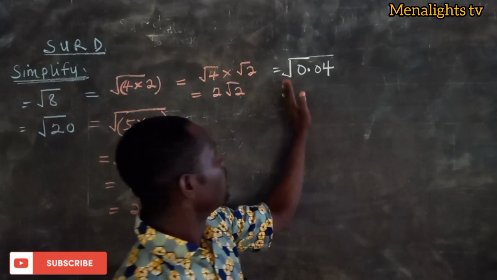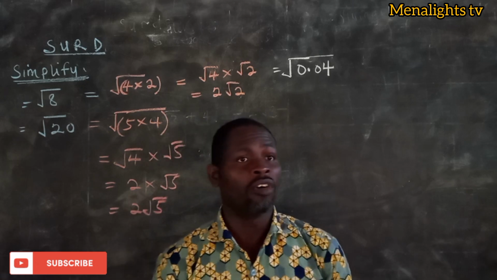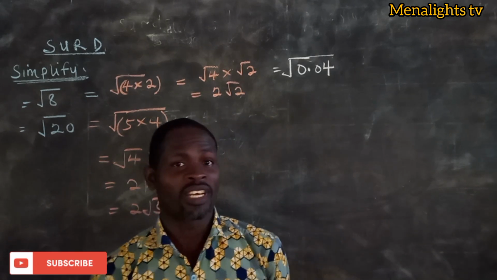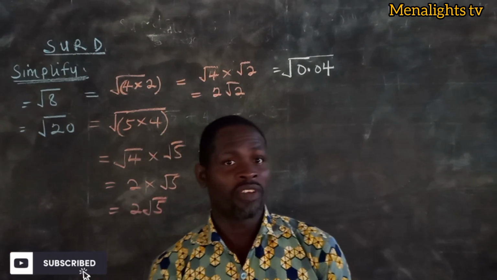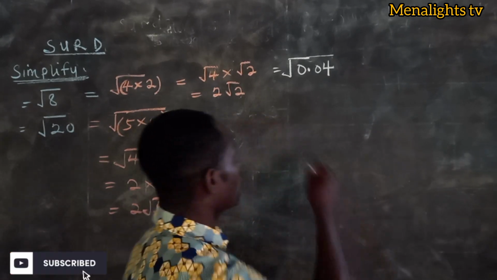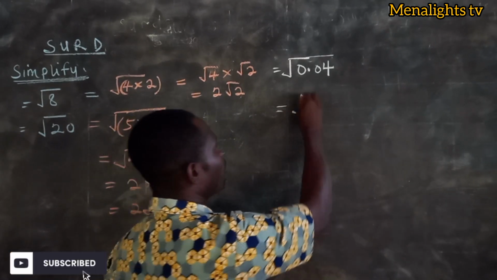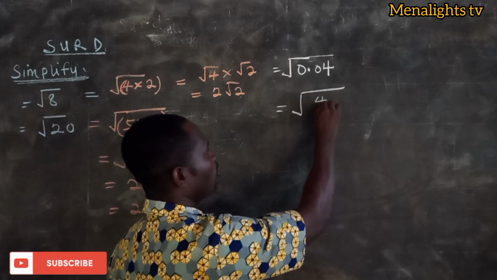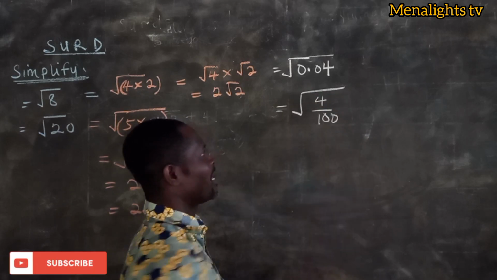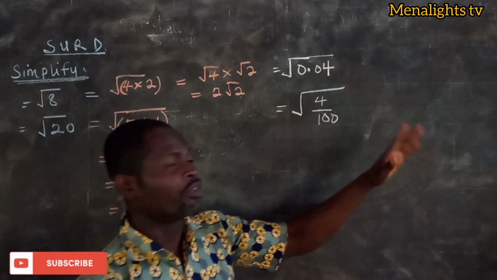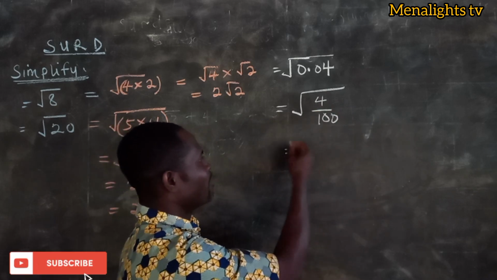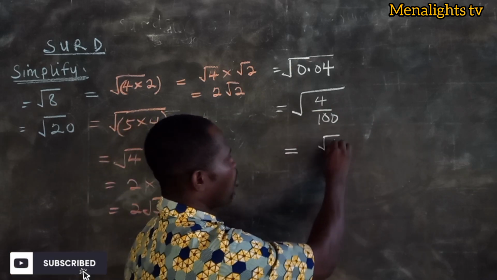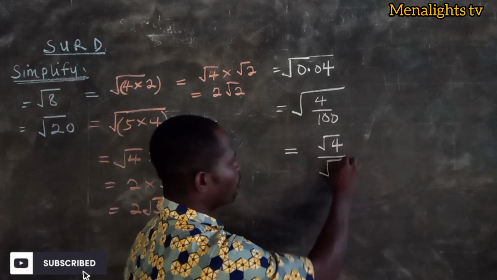So you have the root of 0.04. You have to know that this 0.04 is the same as 4 over 100. So 4 over 100 will give you 0.04. So instead, we will rewrite this as 4 over 100, which is the same as the root of 4 over the root of 100.